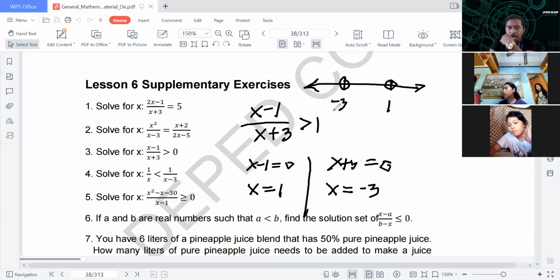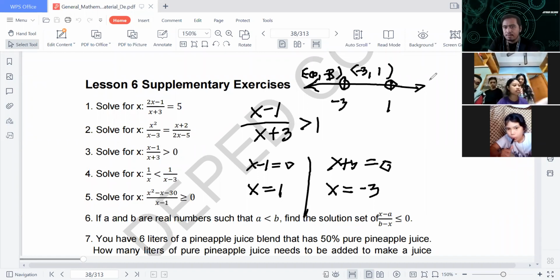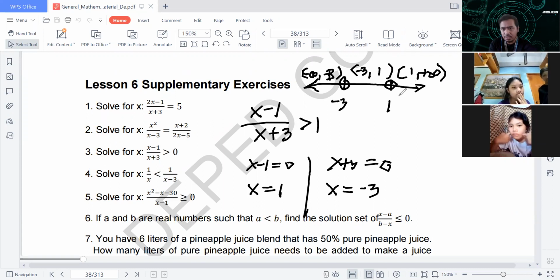So your intervals are, you have what interval here? -infinity to -3. It's an open interval, right? Here is also the open interval from -3 to 1. Here is the open interval from 1 to positive infinity. Clear? So these are the intervals that you will be testing later. So let us get one value from each interval and test it here.